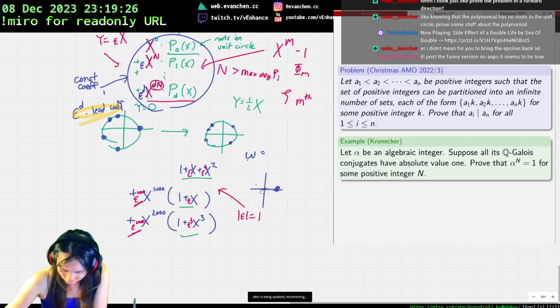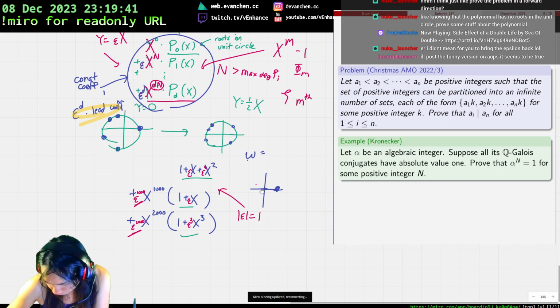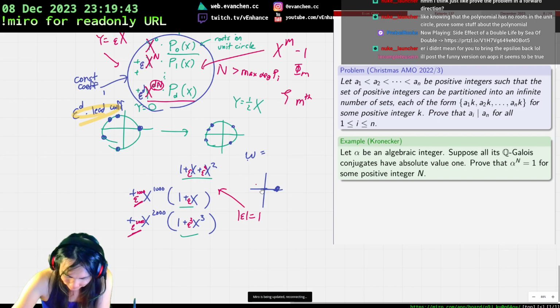Okay, I'm being told I shouldn't be using the epsilons, but do I just have analysis issues? It's like for every n, all the roots lie on the unit circle. And then I don't see where I'm supposed to go.